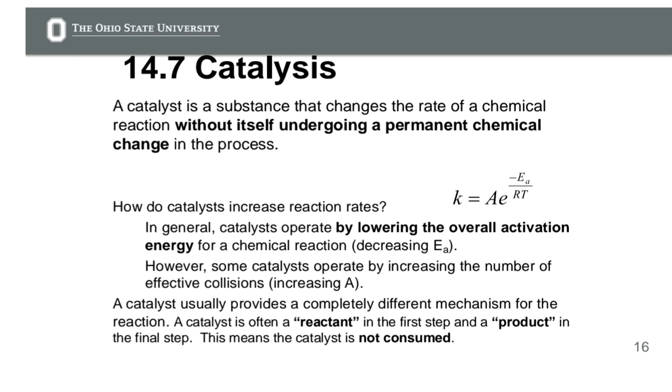The last section of chapter 14 on reaction rates is about catalysis. A catalyst is a material that allows a reaction to proceed much faster than it normally would. A catalyst is a substance that is not used up in a reaction, so it doesn't undergo a chemical change. But what it does do is lower the overall activation energy for a chemical reaction.